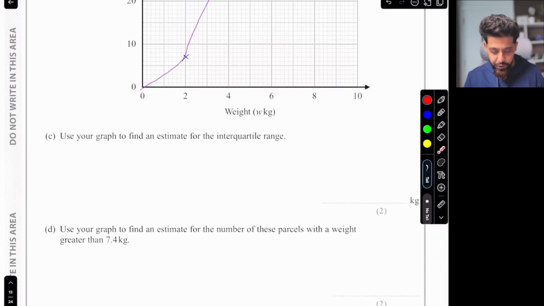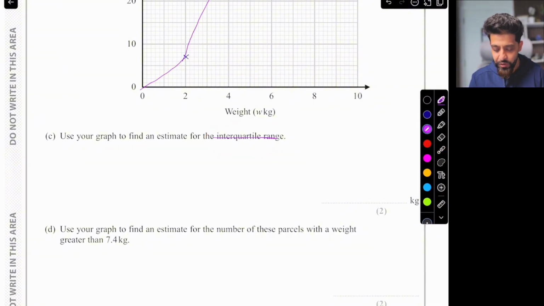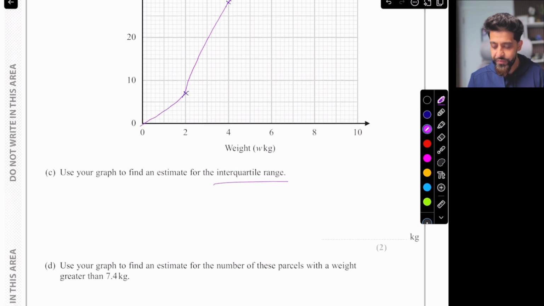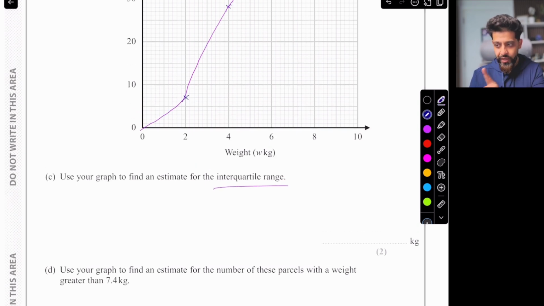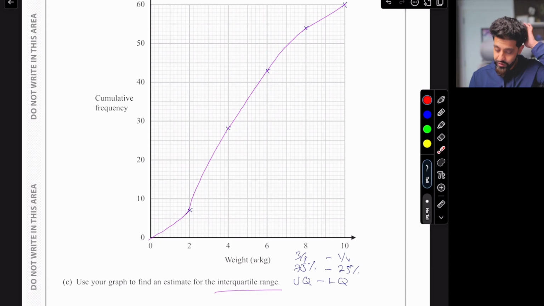All right, moving on. Use your graph to estimate the interquartile range. What is the interquartile range? The interquartile range is the middle 50%. So it's your upper quartile minus your lower quartile. The upper quartile is your 75% or your 3/4, minus your lower quartile, which is your 25% or your 1/4. So you want to find where the 3/4 and the 1/4 of this data is.